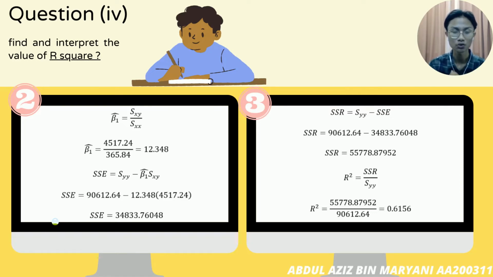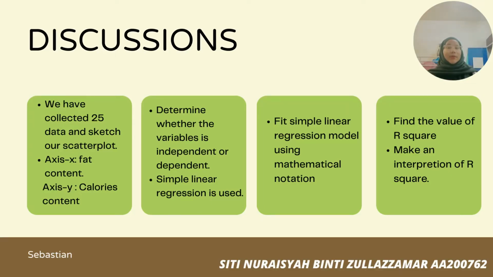the value of R squared. The formula of R squared is SSR divided by Syy. So the final answer for R squared is 0.6156.